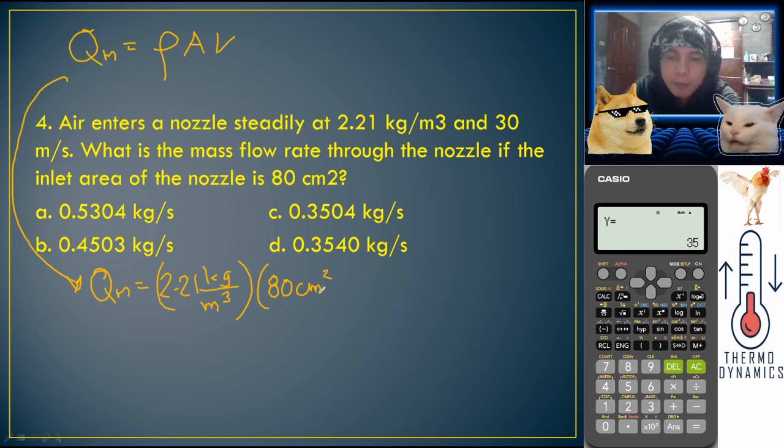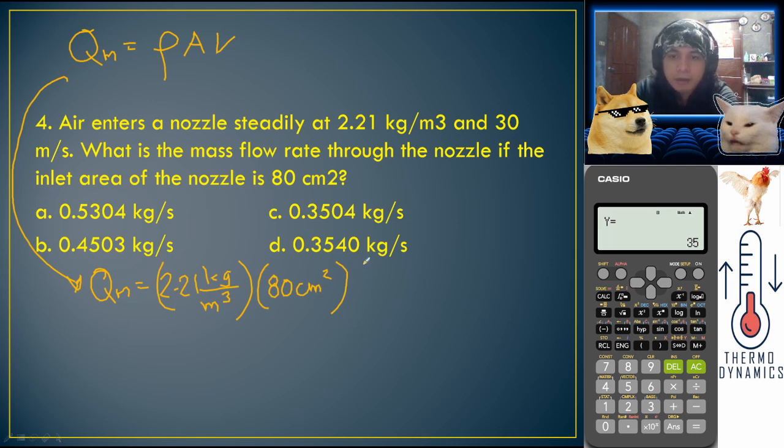Kaya nga lang po, ayaw naman natin ng 80 square centimeter. So, mamaya pag pindot natin yan, dapat naka-square meter. So, paano siya pipindutin? Pag sa calculator mamaya, ipipindot natin 80 times 10 to the negative 4. Kasi si centimeter is times 10 to the negative 2, tapos i-square mo yung times 10 to the negative 2, definitely that's times 10 to the negative 4. Nagmumultiply po ang exponent.